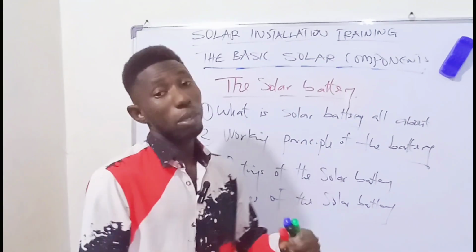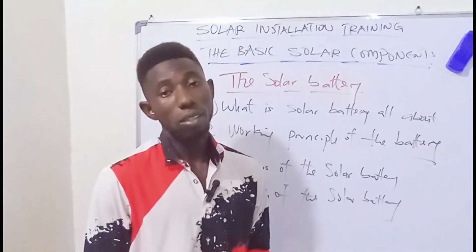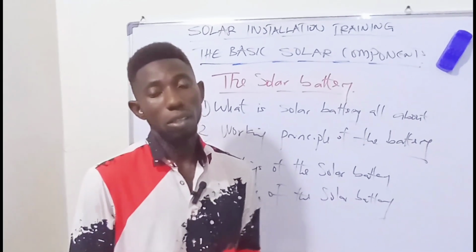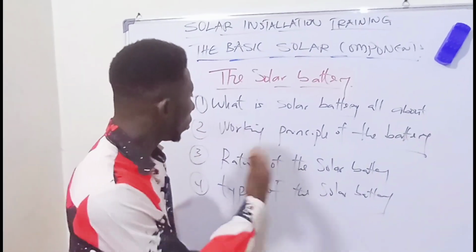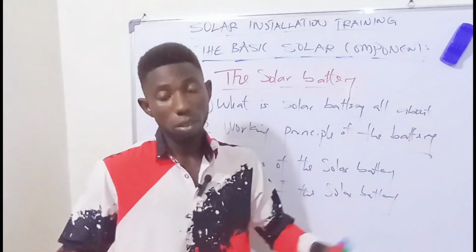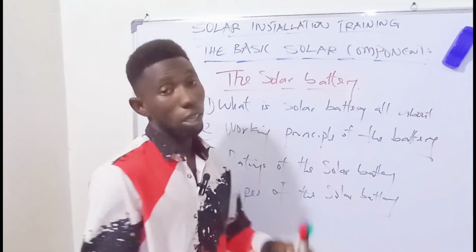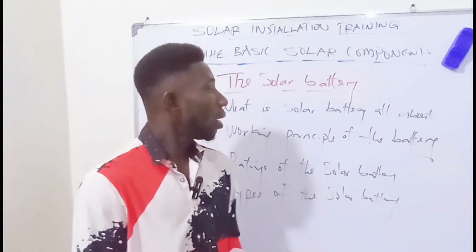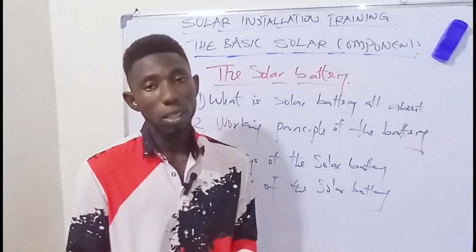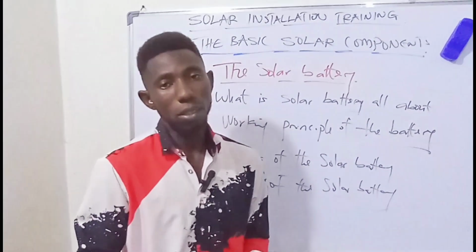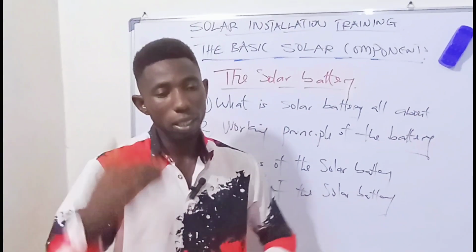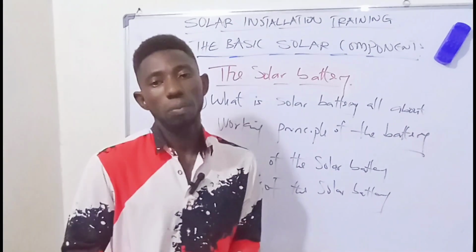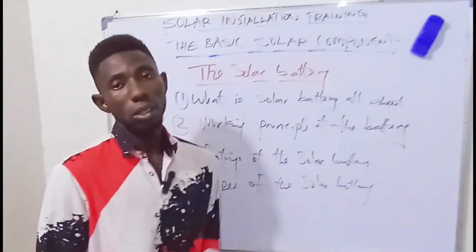A solar battery is a chemical device that is used to store charges or store energy, depending on how you are seeing it. It is a chemical storage device used to store chemical charges or energy for later or future use. Why is it so? Because in a solar system, you need your energy to be stored in one particular place. It's not something that you can generate anytime and use. When you generate it, you need to store it, and that is where the battery comes in.